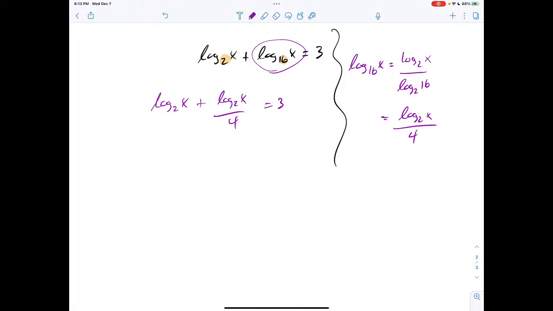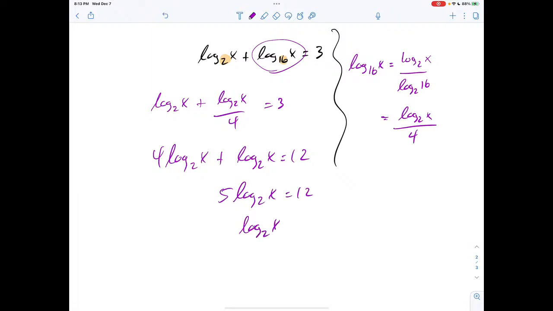And then you can solve this equation. So now you have everything in the same base. So then I can multiply across by 4. So this is 4 log 2 of x plus log 2 of x is 12. Right? And then you can collect like terms.